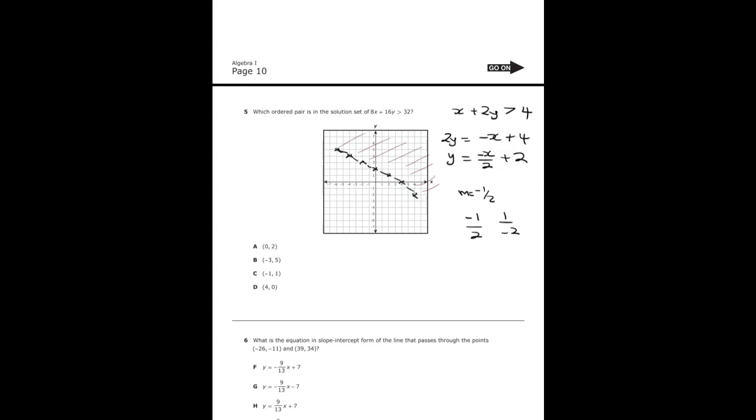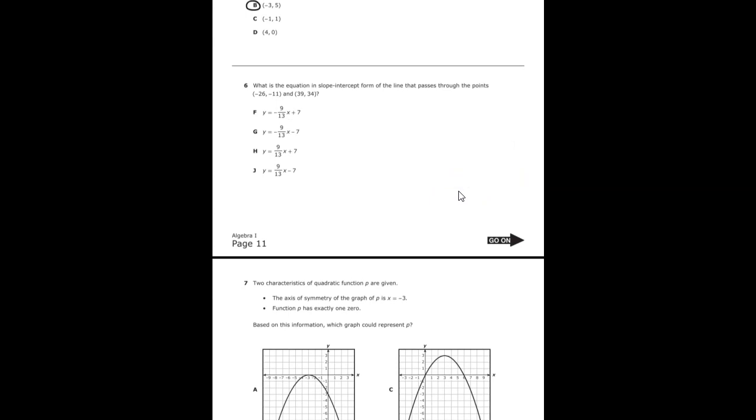So let's see, we have 4, 0, that's right on the line. We have 0, 2, that's right on the line. You have to pay attention to the fact that if it's on the line, it will not work because this is a greater than, not a greater than or equal to. So just be watchful of that. We have -1, 1, that's not going to work. What about -3, 5? That is right about here. So this is going to be the point that is in the solution set.